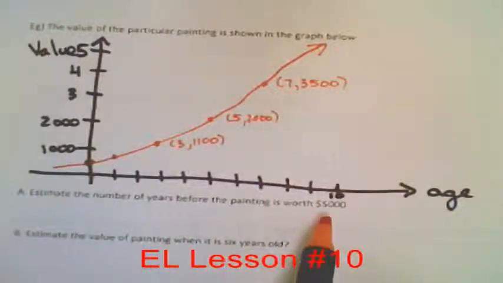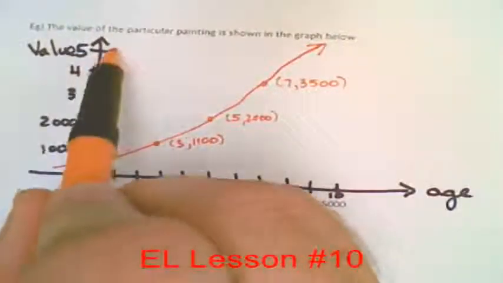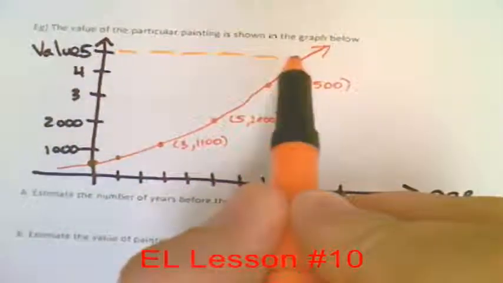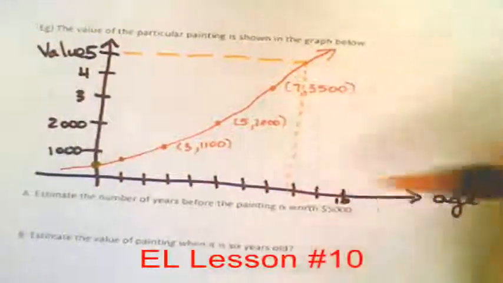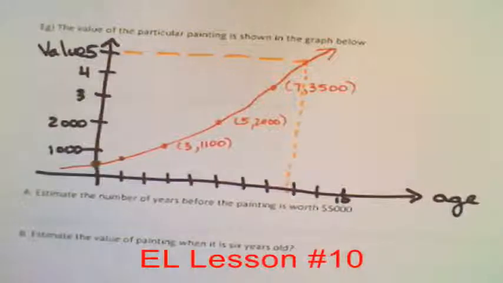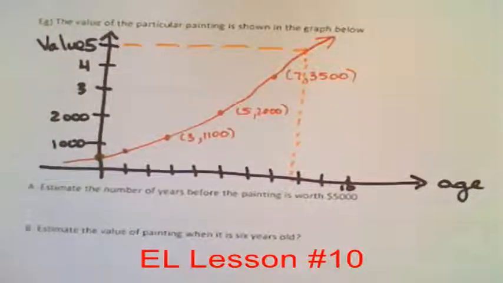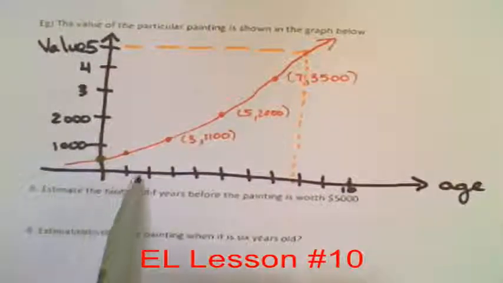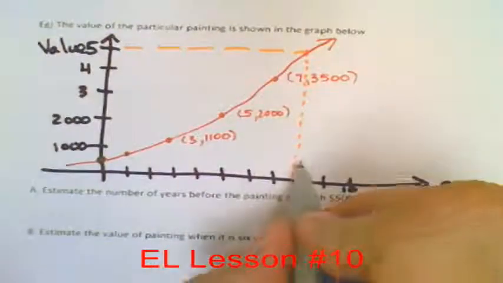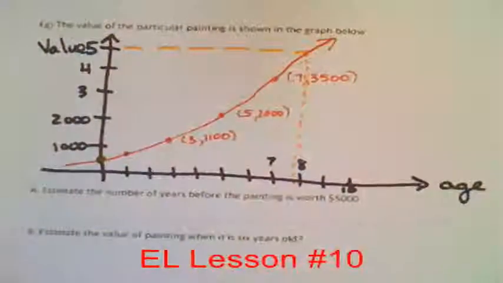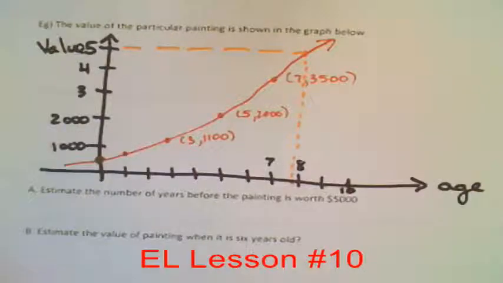But using this model, estimate the number of years it takes for the painting to be worth $5,000. Well, $5,000 is here. I can go across to the graph and say, okay, it's about that, and it's about there. Then I can count. That's my points, and I'm just using the graph to estimate. This isn't accurate. So 1, 2, 3, 4, 5, 6, 7, 8. It's somewhere between a 7 and 8-year-old painting.